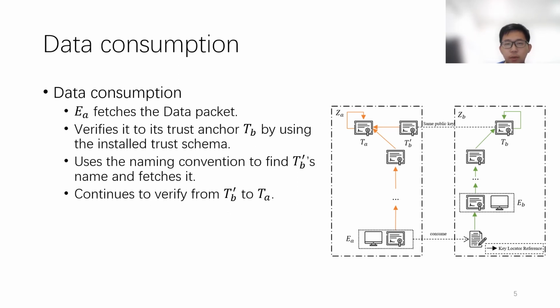When the entity wants to verify the data, it can follow the verification chain in ZB to the trust anchor TB first. Then it can use the naming convention to get the POR, TB-cert, to continue the verification procedure in ZA.